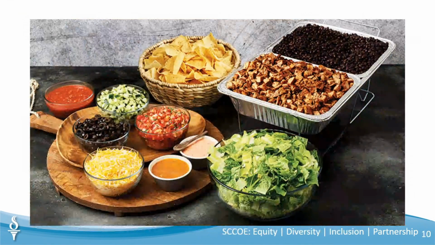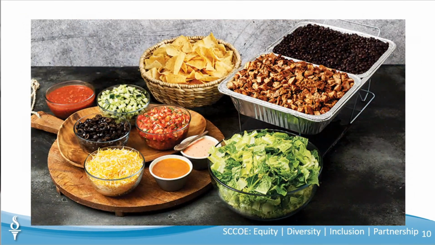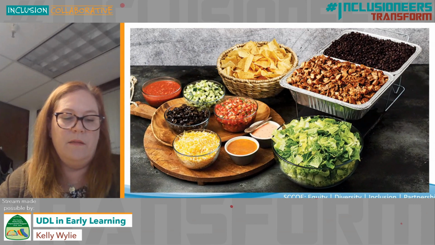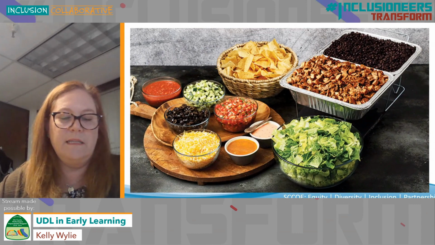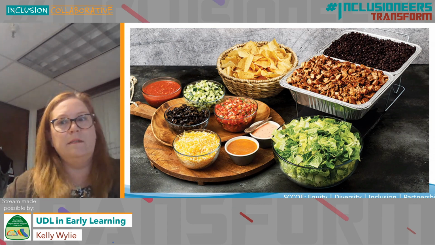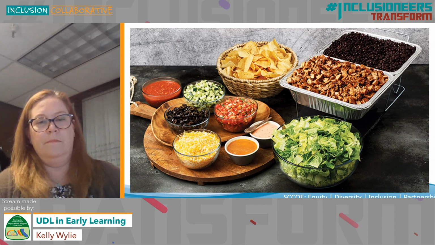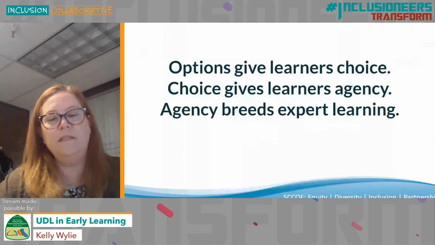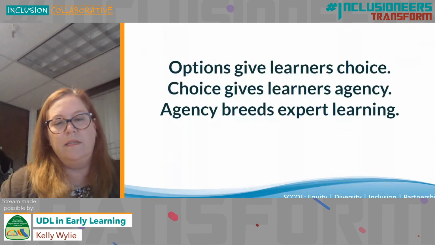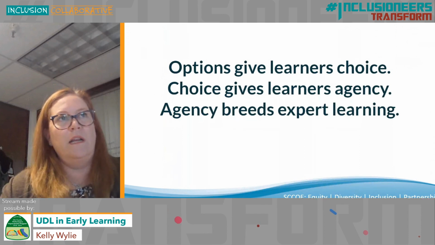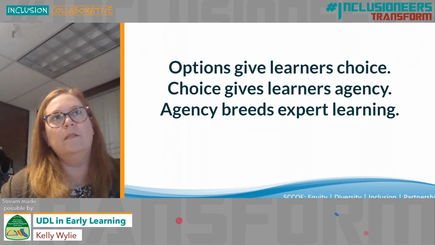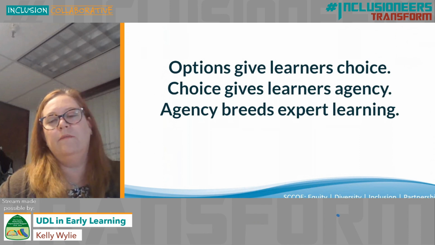But what if at the next dinner party, you serve a buffet or deconstructed meal, something that offered choice? It takes the same amount of planning and prepping on the part of the host, but now the meal is accessible to a greater number as the participants have choice in their options. Options give learners choice, choice gives learners agency, and agency breeds expert learning. Expert learning is the ultimate goal of universal design learning.